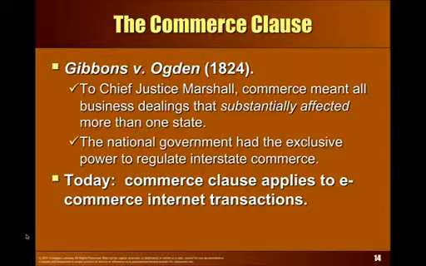But today, you know, the internet really isn't that old. Certainly back in 1824, when this case was decided, no one was thinking about e-commerce. I thought it was a good example.